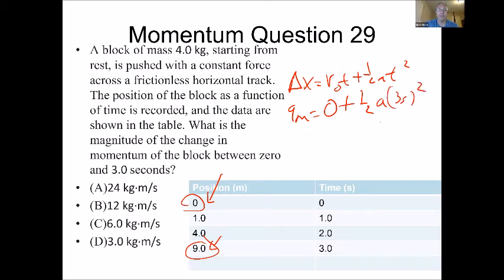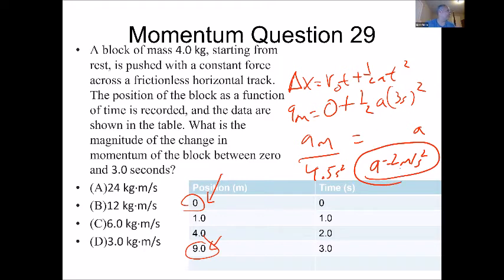So do a little math here. 9 seconds on the left. We're going to end up with 9 times 1/2 over here on the right. So it's going to be 4.5 seconds squared times a equals 9. We're going to divide both sides by 4.5, and we're going to end up with an acceleration of 2 meters per second squared. So now we have an acceleration.